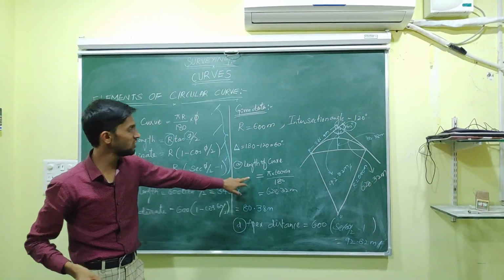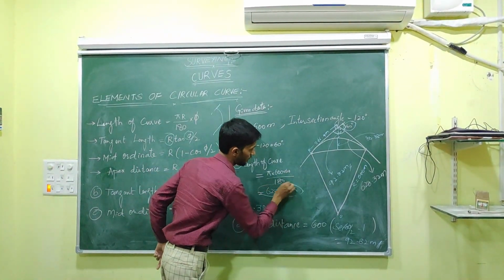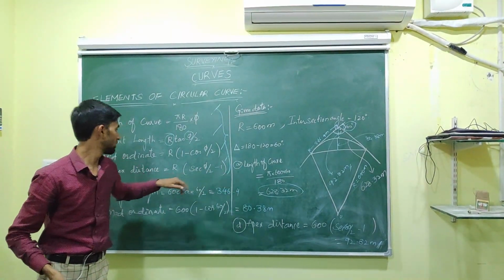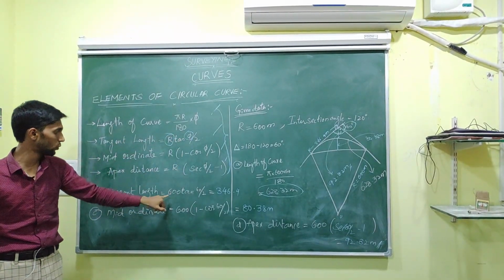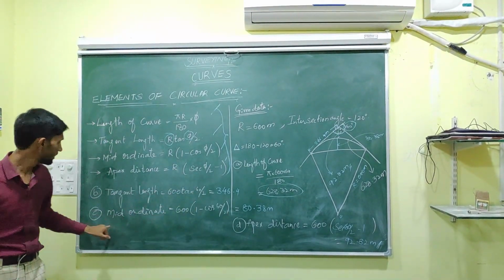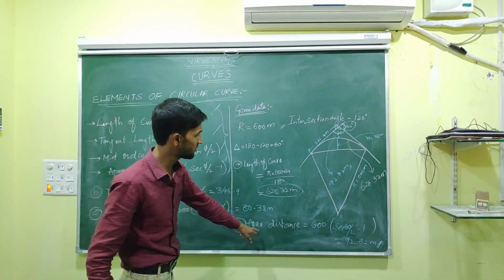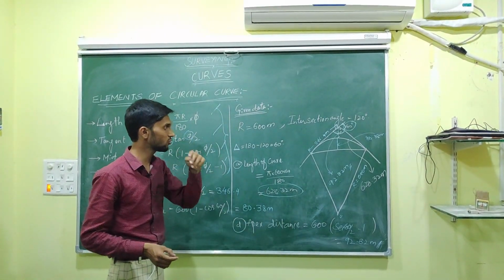So the length of curve is pi r phi by 180. I got 628.32 meters. Then I am directly substituting the values. R is equal to 600. Tangent length is r tan phi by 2, 600 tan 60 by 2. Then mid ordinate is 600 into 1 minus cos 60 by 2, and the apex distance is 600 into secant 60 by 2 minus 1.